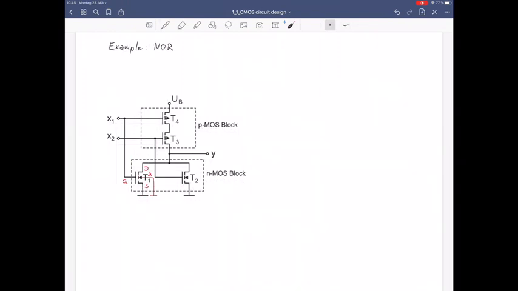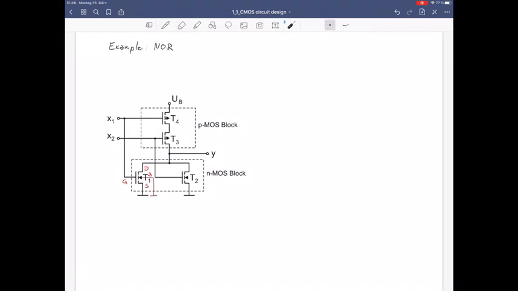Next thing which is worth noticing is that we have the same input signal, for example X1 or X2, for both blocks. So if we have X1 going to transistor T4, for example, we have the same signal X1 which goes to the corresponding MOSFET, in this case T1. And the same, of course, applies for X2. This goes to the PMOS block and it goes to the NMOS block.